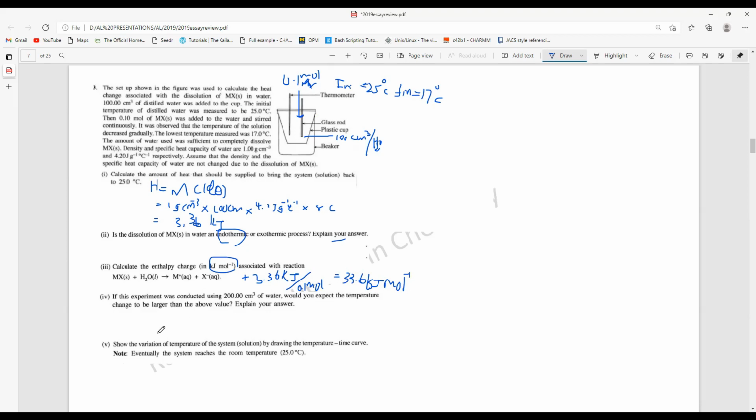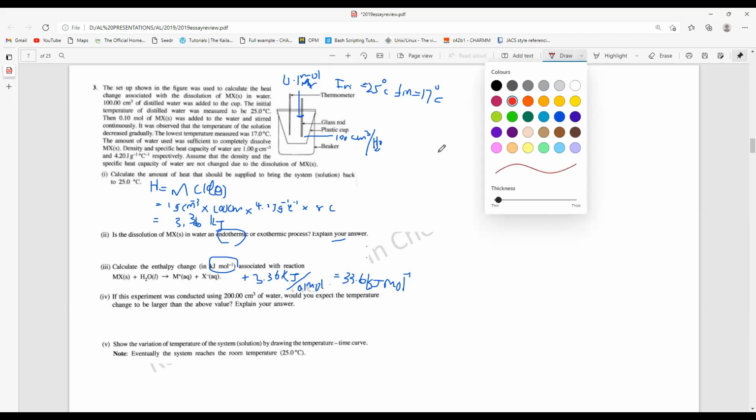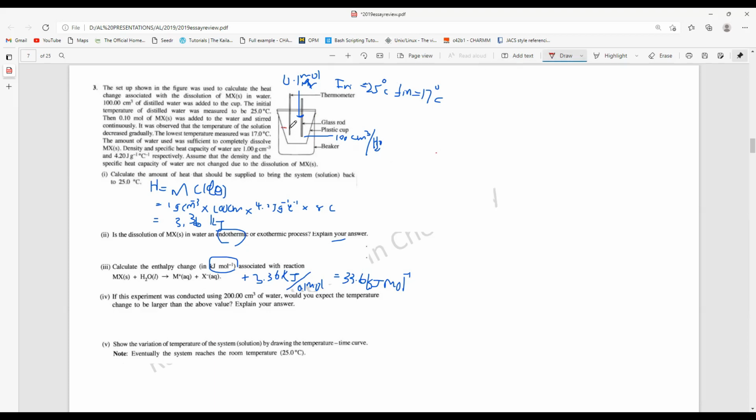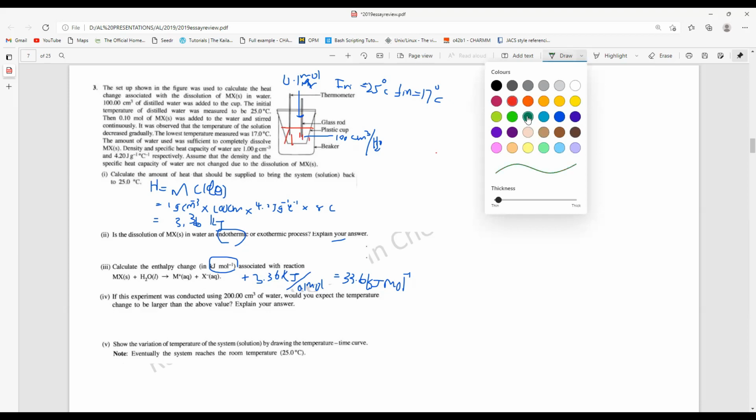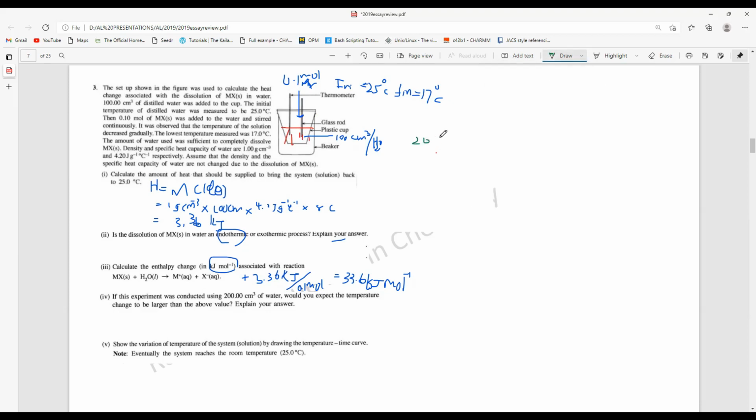Okay. If this experiment was conducted using 200 cubic centimeter of water, would you expect the temperature change to be larger than above? Explain your answer. Okay. Now think, here we have used 100 cubic centimeter. Let's say this is filling up to here. For an example, 100 cubic centimeter. When you use 200 cubic centimeter, let's say this is filling up to here, this whole area.